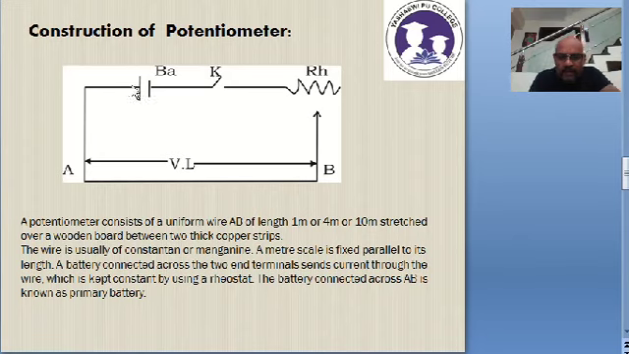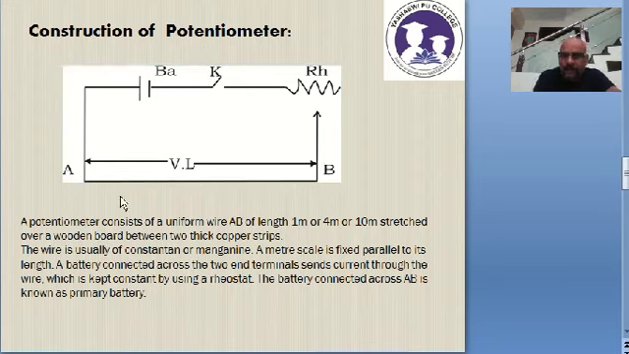and the negative terminal of the battery is connected to the plug key. Plug key is connected to a device called a rheostat. A rheostat is a device where you can vary the resistance, and therefore you can control the current flowing in the circuit. The other end of the rheostat is connected to the end B. So this is the construction.